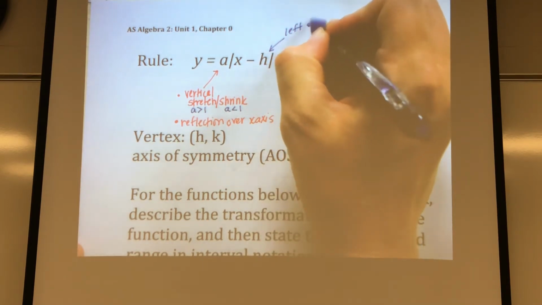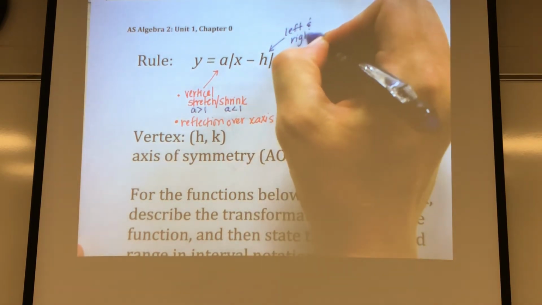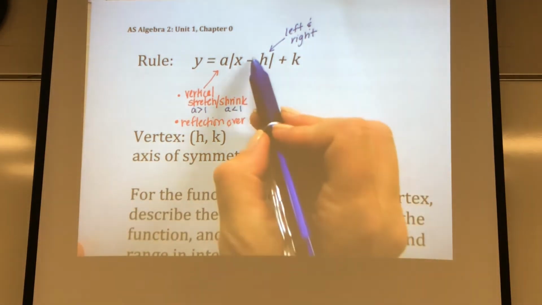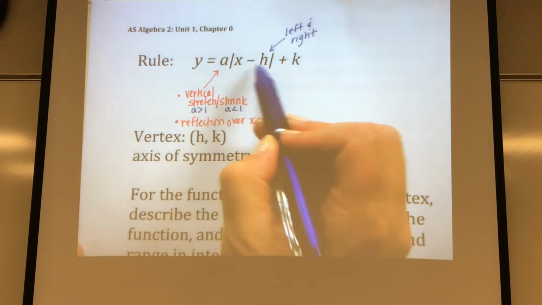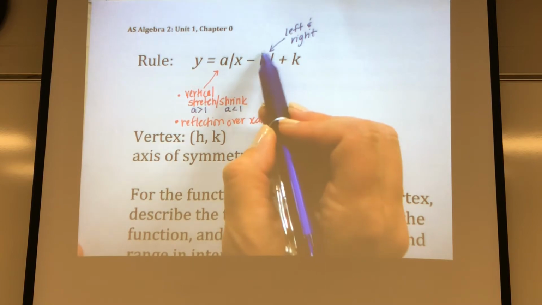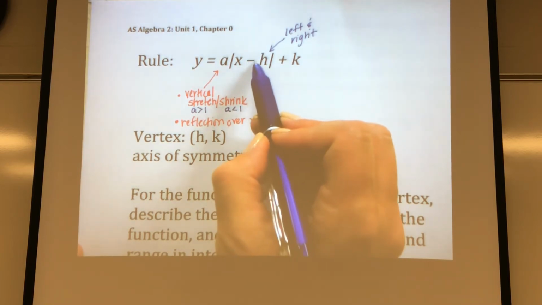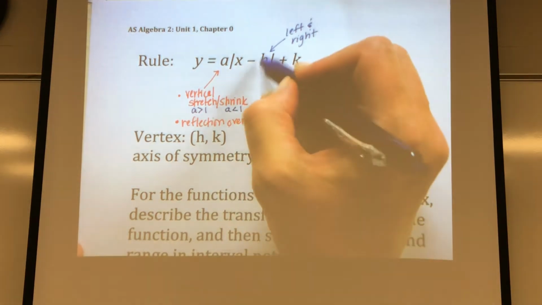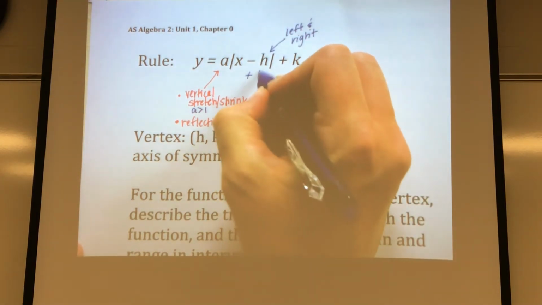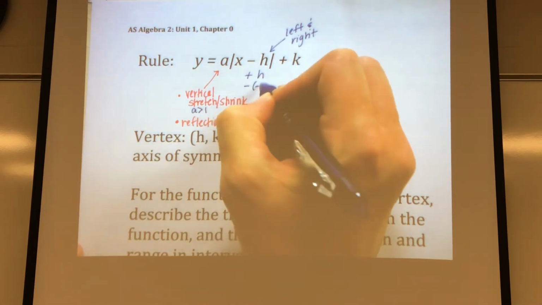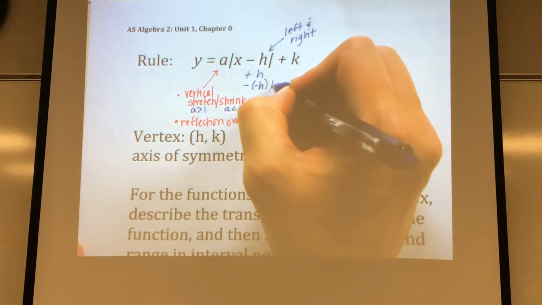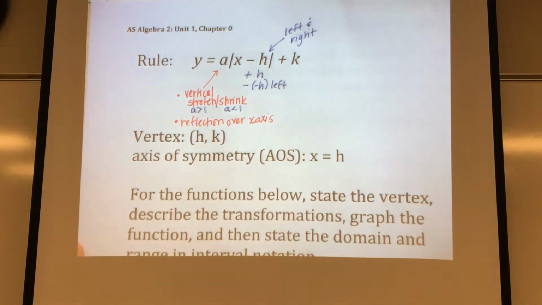Now remember how it was opposite from what we thought? When it was a plus, it moved left, and a minus, it moved right. That's because there's a negative in the equation. So this H itself right here is actually a positive H. So this subtraction sign belongs to the equation. So this H is moving us right. When it's a plus H, that's technically minus negative H. So that's why it's moving us to the left, because it's actually a negative H.